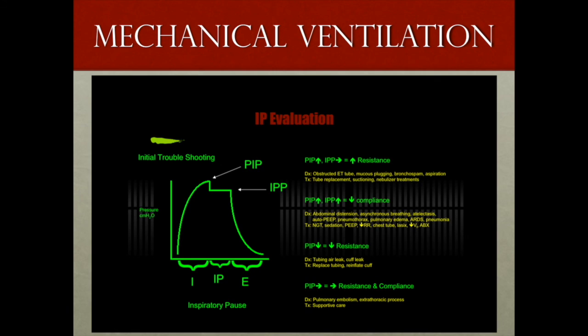You obviously can have causes of hypoxia where the source is extrapulmonary, and in this case your peak inspiratory and plateau pressures will be normal, and you will have a normal resistance and compliance. Examples of these would be a pulmonary embolism or other extrathoracic processes, and these patients would require supportive care.